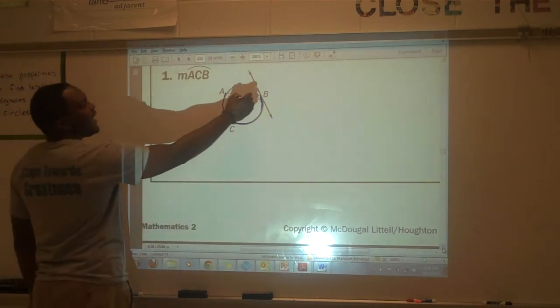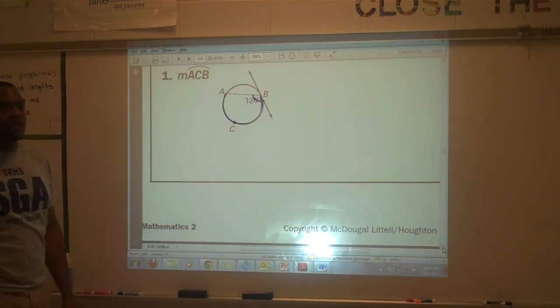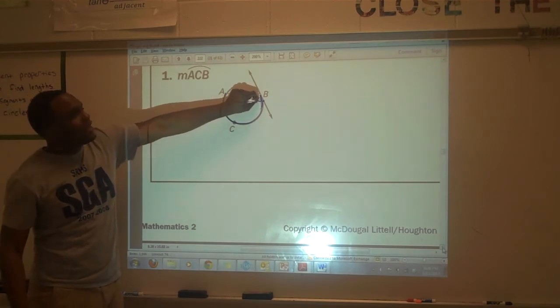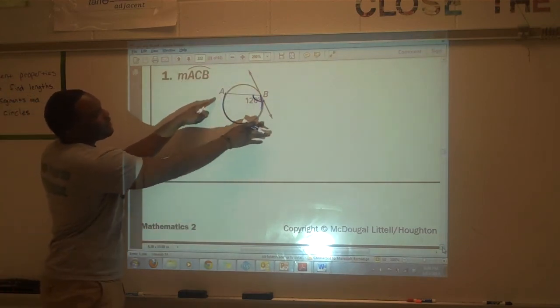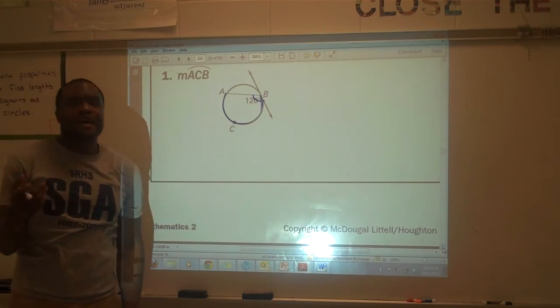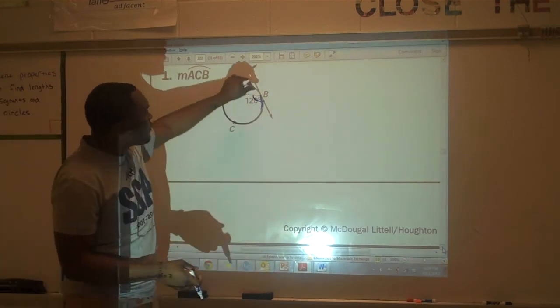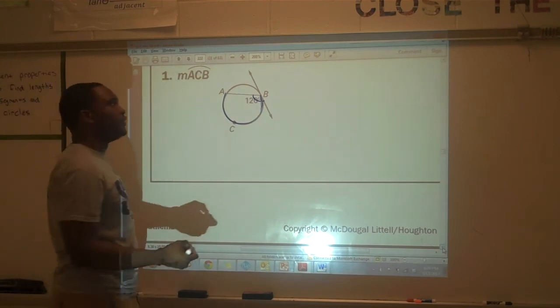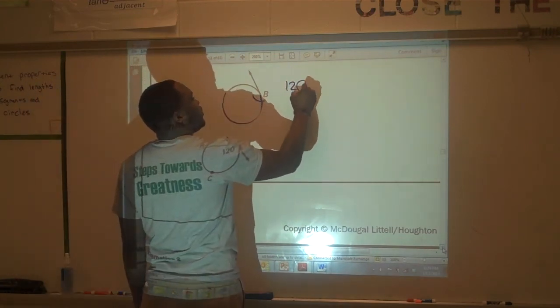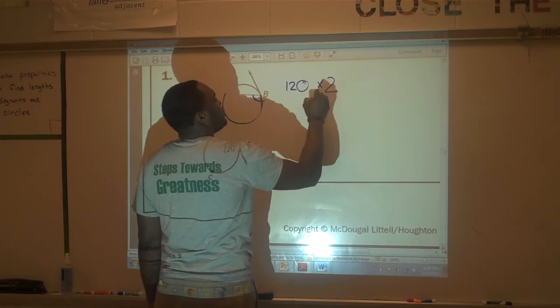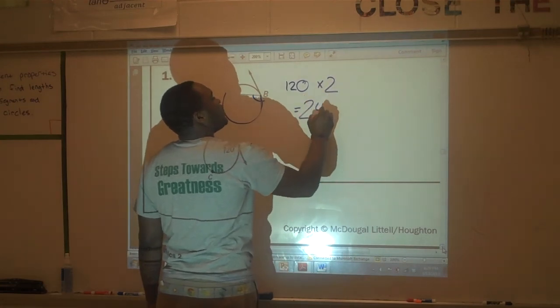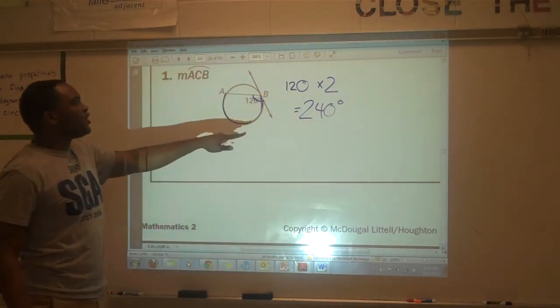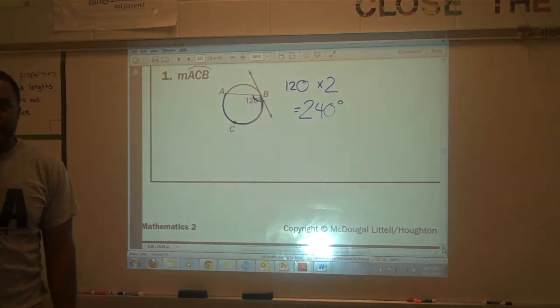So now that I know this angle is 120 degrees, I'm going from the small point where my angle is out to this big old arc. I'm going to find out what this big old arc measure is. So I'm either going to divide by 2 or multiply by 2. Since I'm going from this small point to the bigger arc, I'm going to multiply by 2. So my answer is just going to be 120 times 2. 240 degrees is the measure of arc ACB.